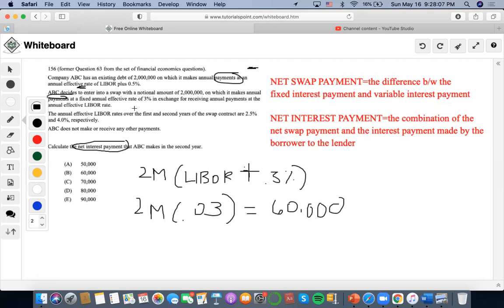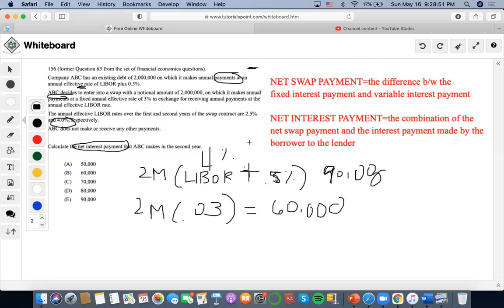Okay, now it says annual effective LIBOR rates for the first and second years of the swap contract. We mentioned LIBOR rates before. They're asking for the net interest payment in the second year, so we're going to use the 4% given here. Now we're going to calculate: 4% plus 0.5% is going to be 4.5%. Then 2 million times 4.5%, and we end up getting 90,000. So these are our interest payments, and they're also what we need to pay out, right?